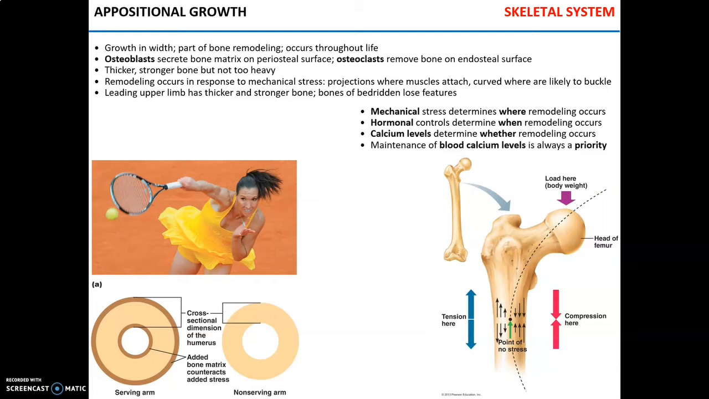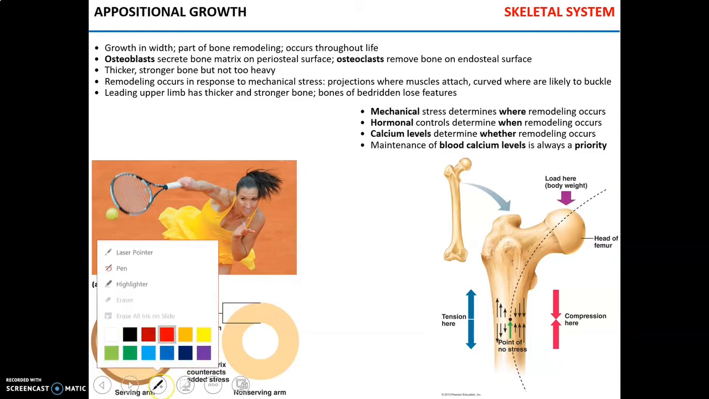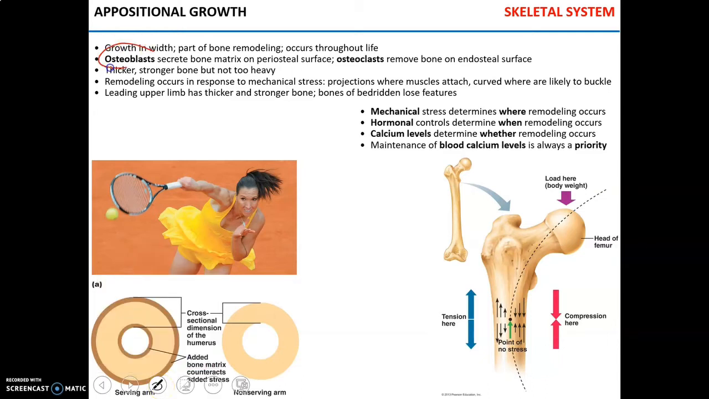The principle of this process is very simple. So you have osteoblasts and osteoclasts that form a so-called remodeling unit. Osteoclasts remove the bone on the endosteal surface from the inside, and osteoblasts deposit new matrix on the periosteal surface. So the bone becomes thicker, stronger, but since it grows wide, it is not too heavy, because the cavity kind of increases.